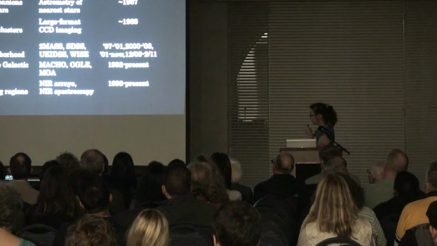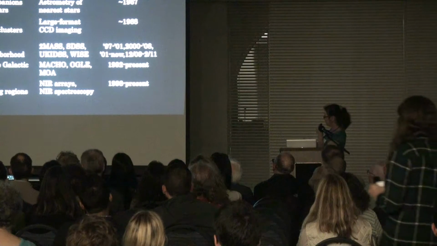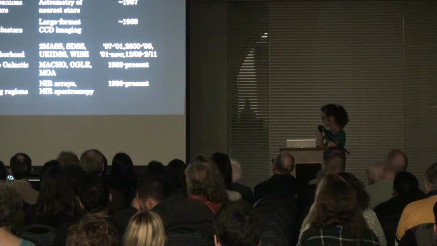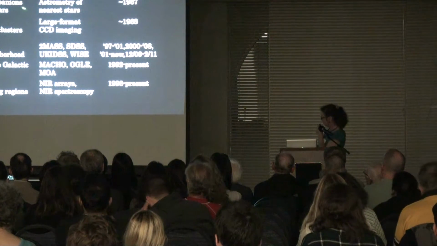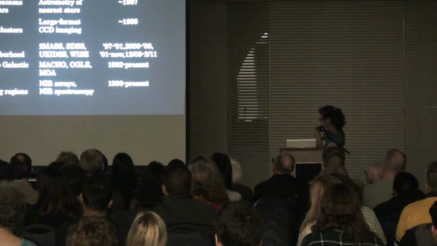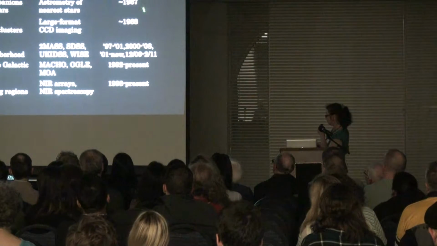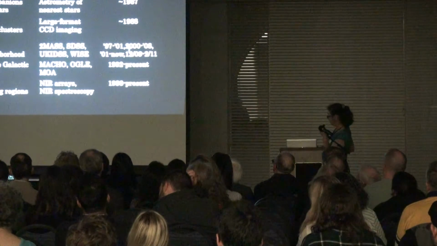Okay, so I will tell you a little bit about the history of the search for substellar mass objects or brown dwarfs. This is where the searches have taken place, the techniques used, and kind of the history, what years.